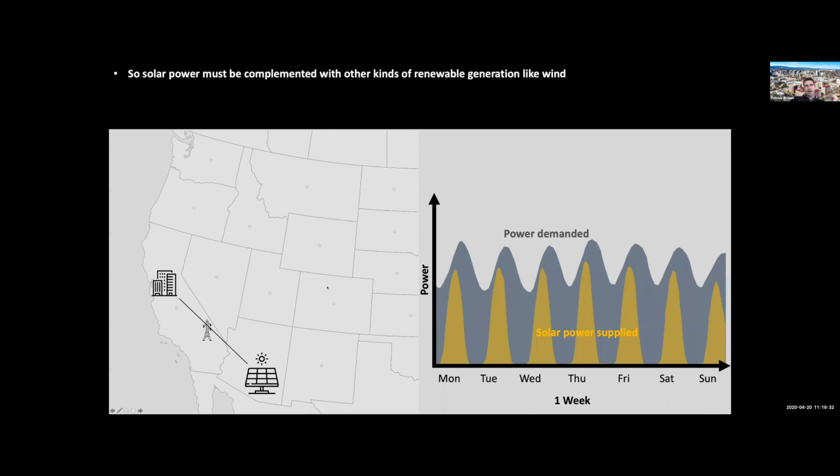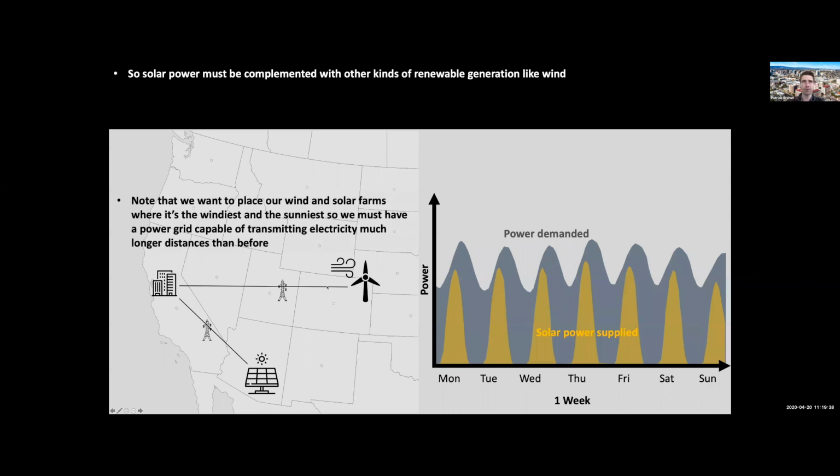So we want to complement our solar power with other sources of energy like wind. And so we want to put our solar farm where it's the sunniest, and we want to put our wind farm where it's the windiest. And so right there, that's something that cost is going to increase because of this constraint. So before we had a system where we could put our coal power plant, it didn't need to be right next to us.